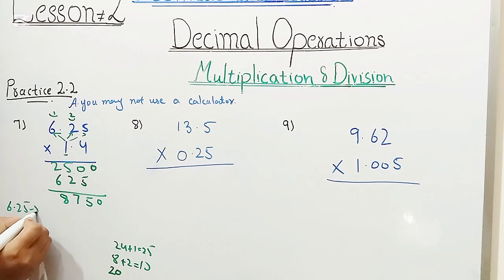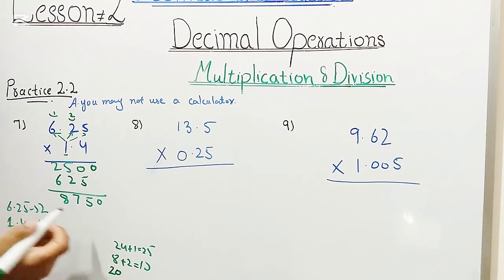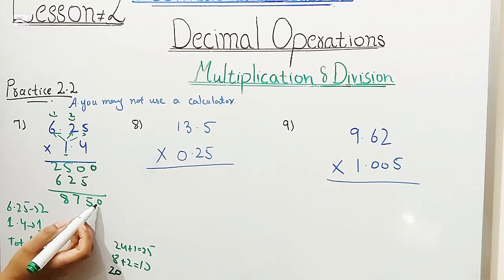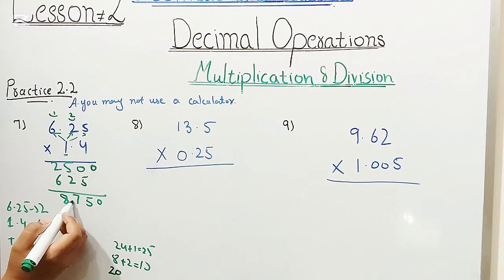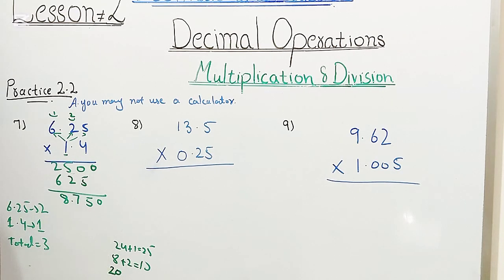6.25 has 2 decimal places. 1.4 has 1 decimal place. So the total will be 3. Then I will move from the right side: 1, 2, 3. I will place the decimal after the 3 values from the right side.